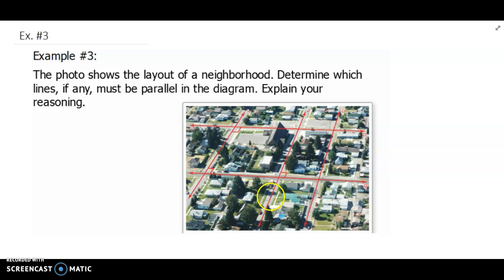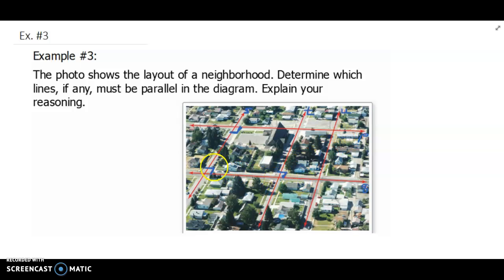So it says the photo shows the layout of a neighborhood. Determine which lines, if any, must be parallel in the diagram. Okay, now I know it's kind of hard to see in black and white, but there is a right angle here. There is a right angle here. And there's a right angle here. All right, guys, I know it's hard to see too, but this is street S. This is street T. This is street U, street P, and street Q.